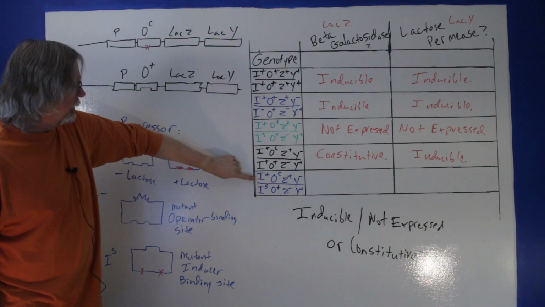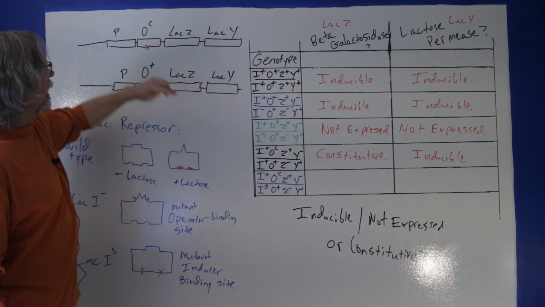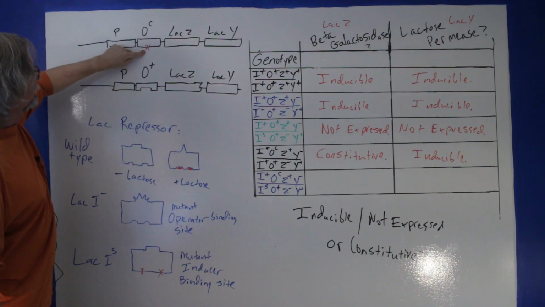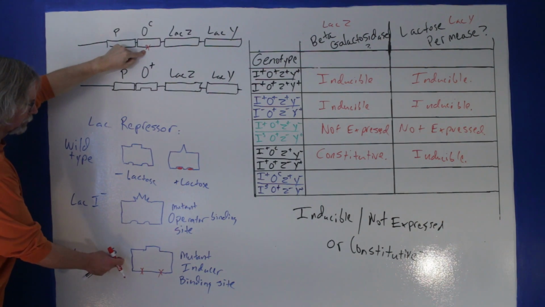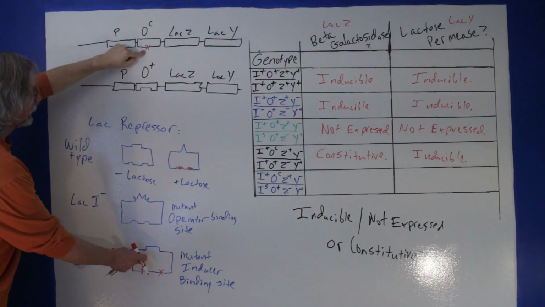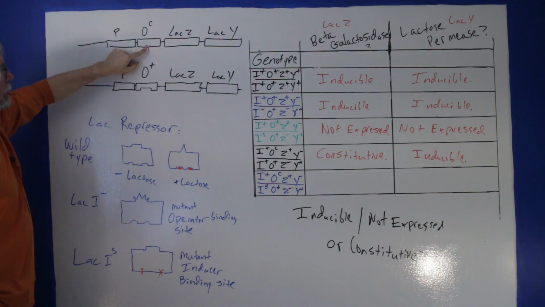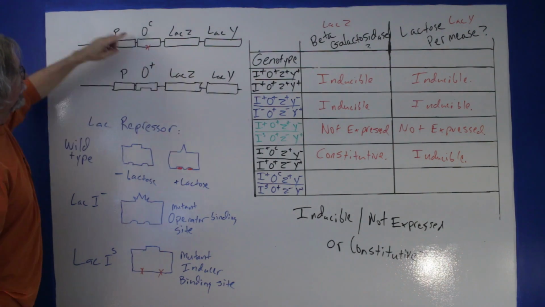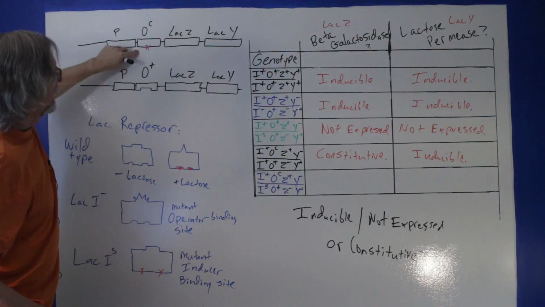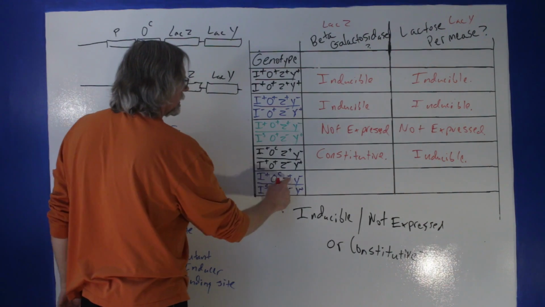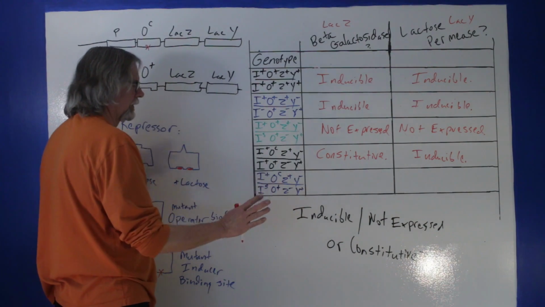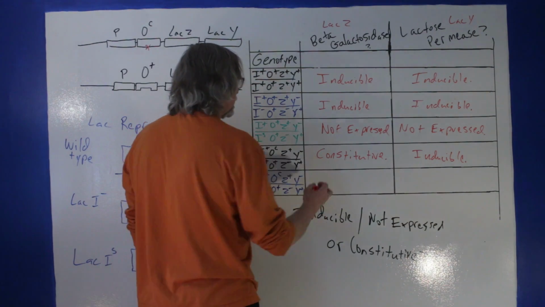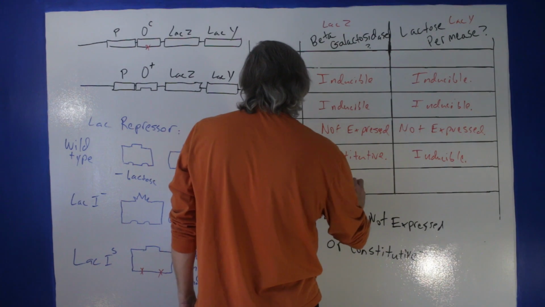So let's look at the top copy here. The operator constitutive mutant, the binding site for the repressor is mutated. So it doesn't matter if the repressor is a super repressor or not. This cannot bind to this operator because the binding site for the repressor is mutated. So this operon is always going to be on, always be expressed. And this constitutive operon is linked to the LAC-Z wild type allele. The LAC-Y is null on this copy, so for now, LAC-Z is going to be constitutively expressed.